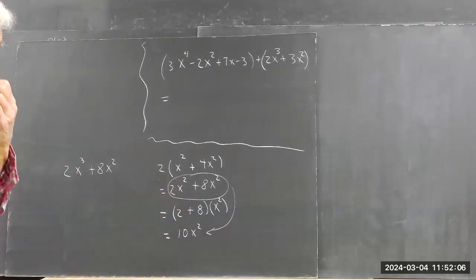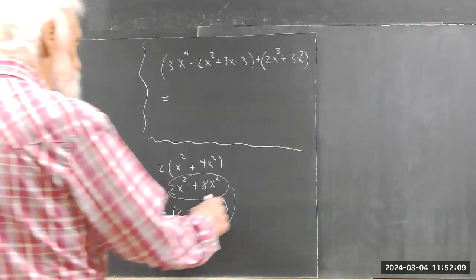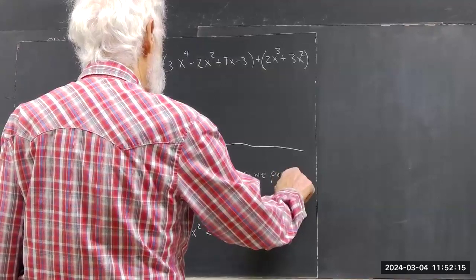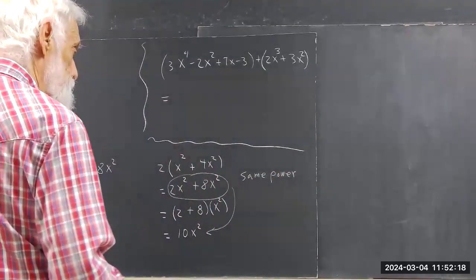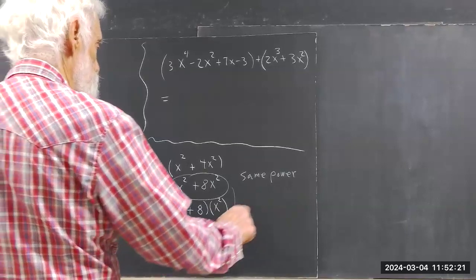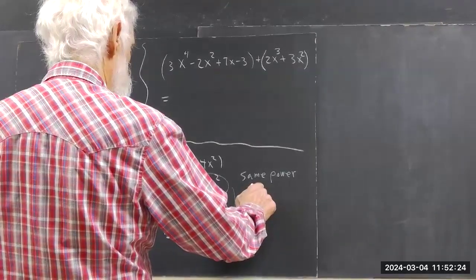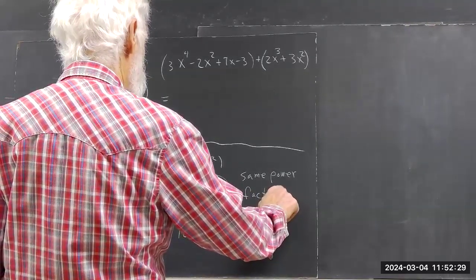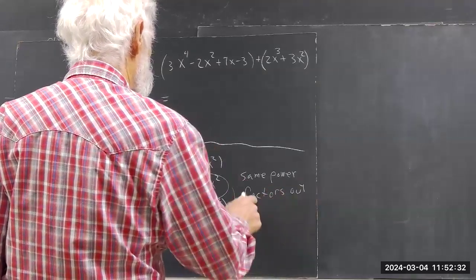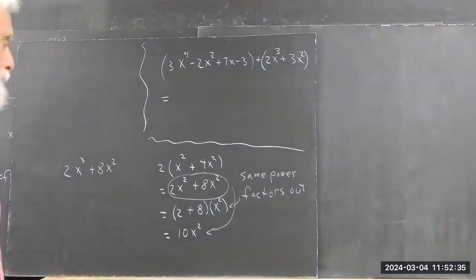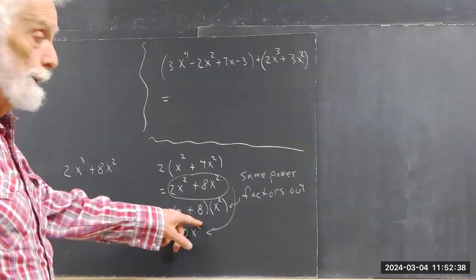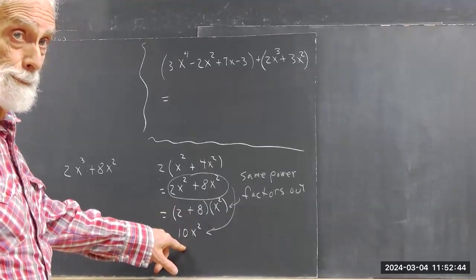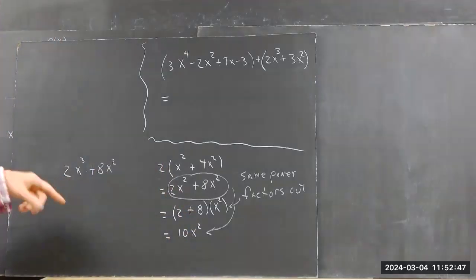Okay. If you have the same power, the same power factors out. You can write it as x squared times the sum of these numbers. And then we can add these numbers. Different powers don't factor out.